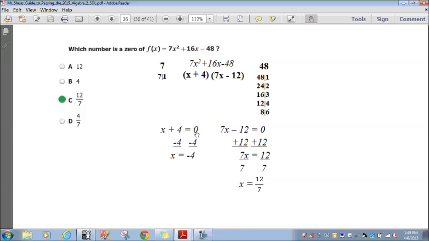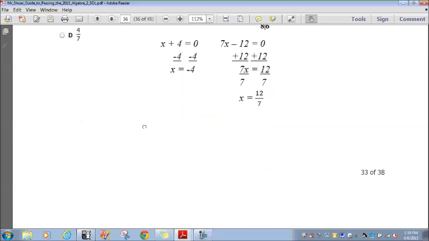So x plus 4 equals 0. I subtract 4 on both sides, x equals negative 4. Well, I don't see negative 4 in my answer choices, so let me go to the second one. 7x minus 12 equals 0. Add 12 to both sides, I get 7x equals 12. Divide by 7 on both sides, x equals 12 sevenths. 12 sevenths is one of my answer choices, choice C. So that is the answer for this question.